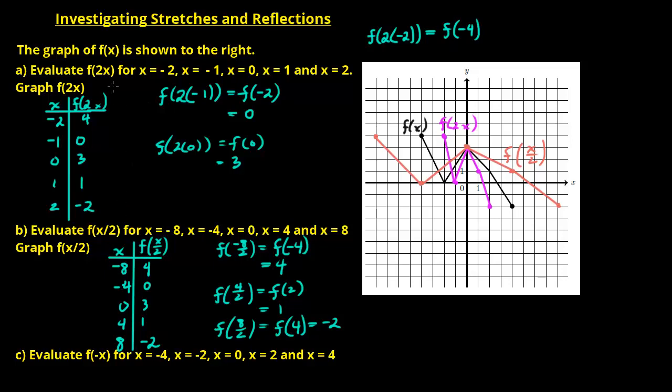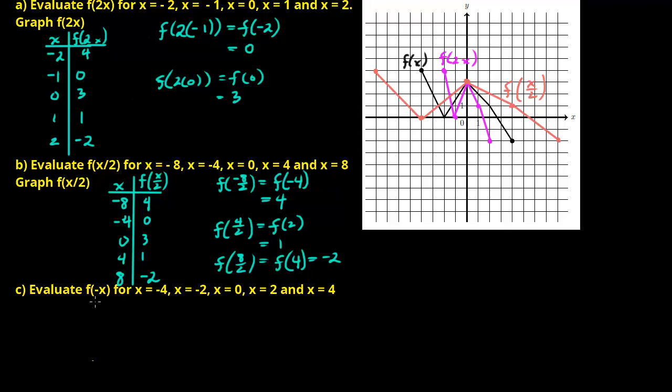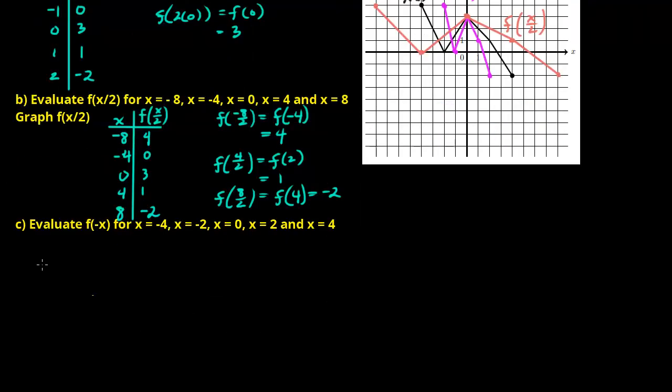Hi everyone, in the next part of this investigation we look at evaluating f of negative x for x equal to minus 4, negative 2, 0, 2, and 4. So let's go ahead and do that. Just like in the last video, let's start by making a table of values, because then we can use our table of values, our coordinates, to graph f of minus x.